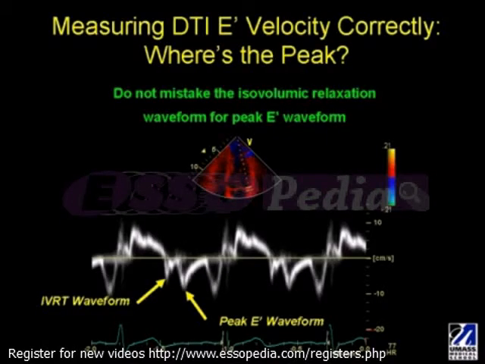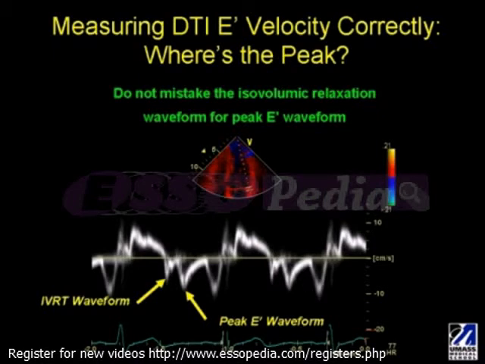Now, when measuring the DTI E prime velocity, do not mistake the isovolumic relaxation time, or IVRT, waveform for the E prime waveform. This can happen more often than not as myocardial function deteriorates and relaxation worsens, and what you'll see is that the isovolumic relaxation waveform can be higher than the E prime waveform. But as you see here, the first waveform after the crossover of the zero Doppler baseline, as the S prime waveform reaches the zero Doppler baseline and ends systole, is the beginning of diastole. So that first waveform that occurs below the baseline is the isovolumic relaxation waveform in almost every case.